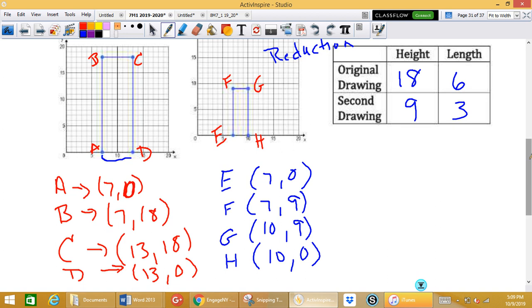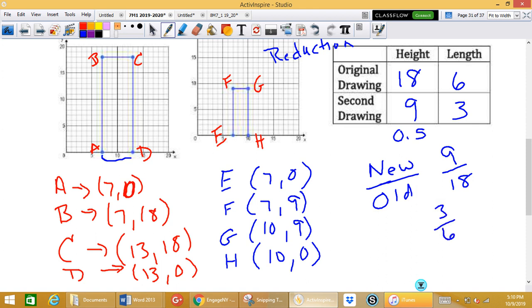So now to figure out the rate of the reduction, we're going to take the new drawing over the old drawing. So this is the new over the old. So the old is also the original. So the new drawing is 9, the original drawing is 18. So this is 1/2. And the length is 3 over 6, which also works out to be 1/2, or 0.5. So that's our K, kind of. Now it's going to turn into R, meaning scale factor.